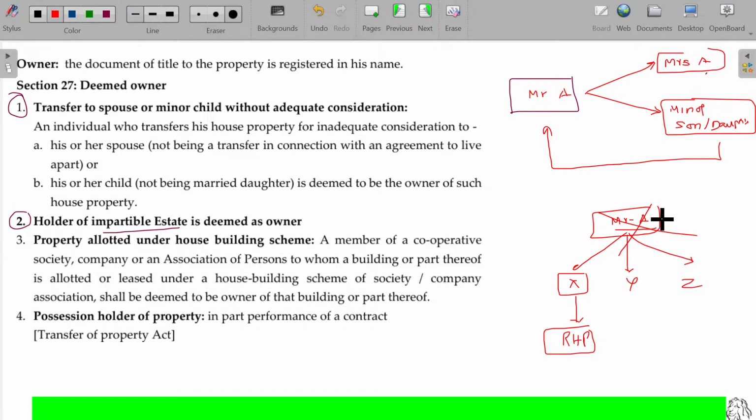Now, who has to pay the tax? Currently, who is possessing, who is enjoying the benefit? X. The holder of this residential house property being X, not being the registered owner, still X being the deemed owner. Is that clear? Impartial estate. Not partition. Hope now you'll be able to understand these 2 cases.